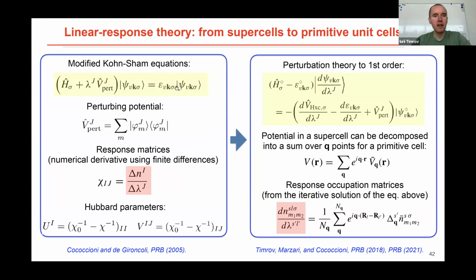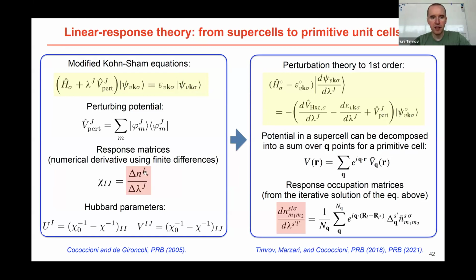And instead of solving the equation on the left for two values of lambda and using finite differences, we can instead solve the first order perturbation theory equation. It's called the Sternheimer equation, on the right. So basically you expand your perturbed equation on the left in a Taylor series and keep it to first order. And this gives you the equation on the right. It's called the Sternheimer equation.